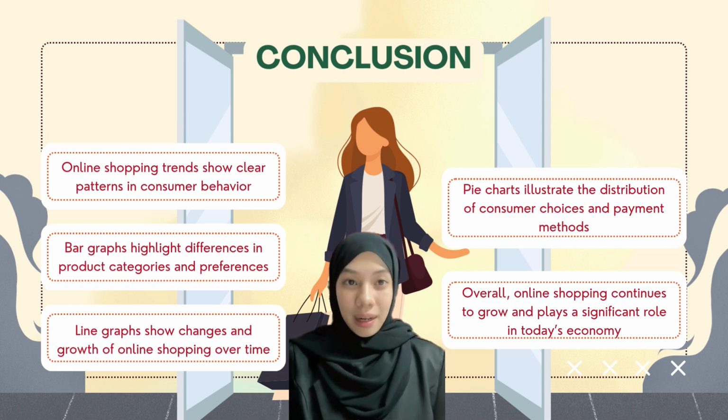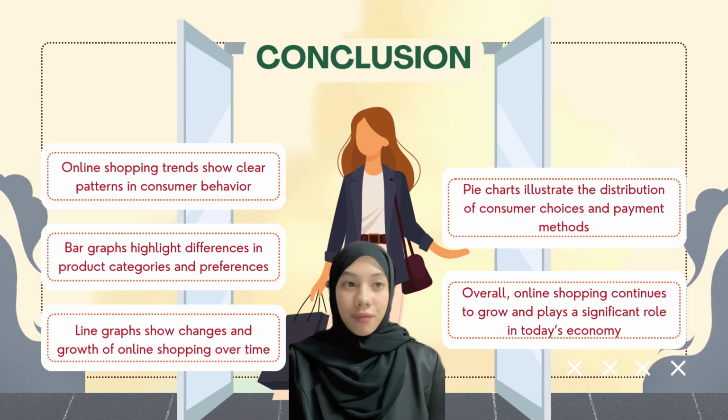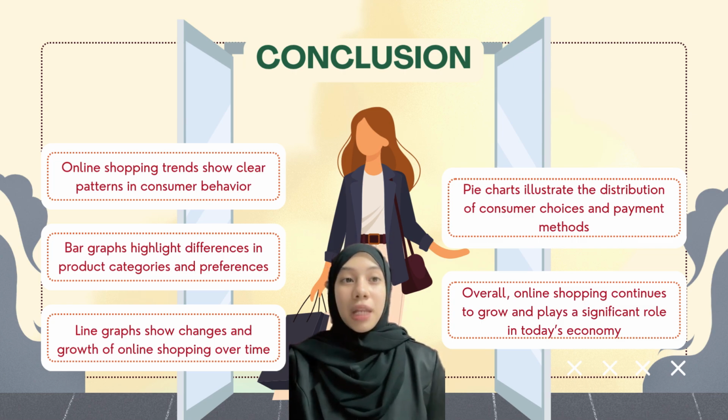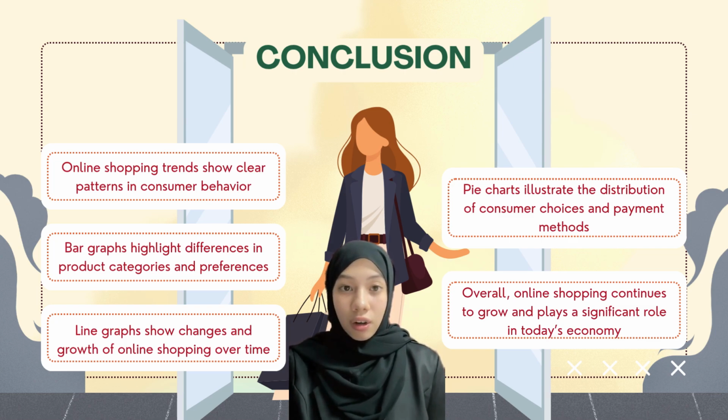To wrap things up, our analysis of online shopping trends reveals some very clear patterns in how consumers are behaving today. By looking at the data, we can see exactly what's driving the digital marketplace. Specifically, our bar graph highlights the distinct difference in product categories, showing us which item shoppers prefer most. When we look at the line graph, the trend is undeniable. We see consistent growth and evolution in the online shopping sector over time.